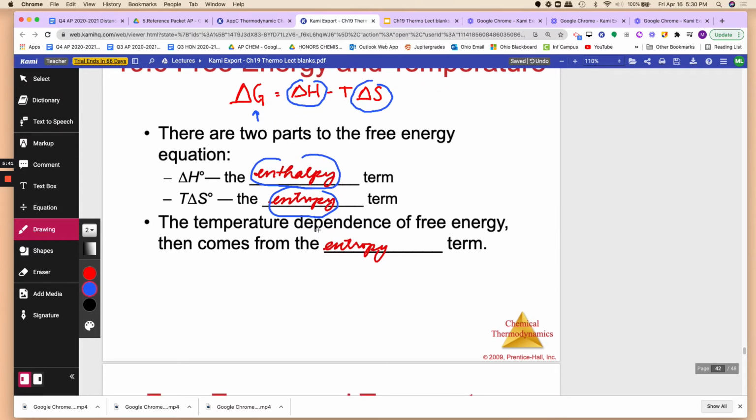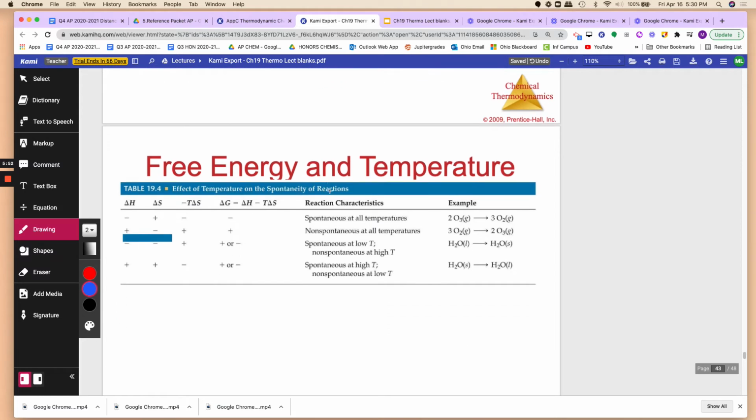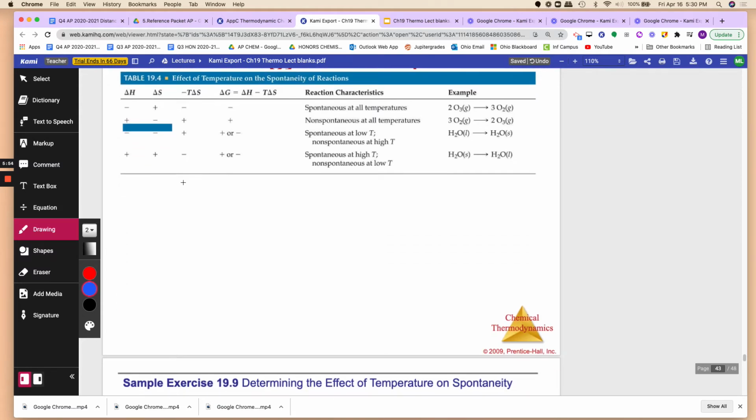Okay, the temperature dependence of free energy comes from the entropy term. So the temperature dependence comes from this entropy. You have to multiply that. Let me show you what I mean. Okay, so let's go ahead and do an example here.